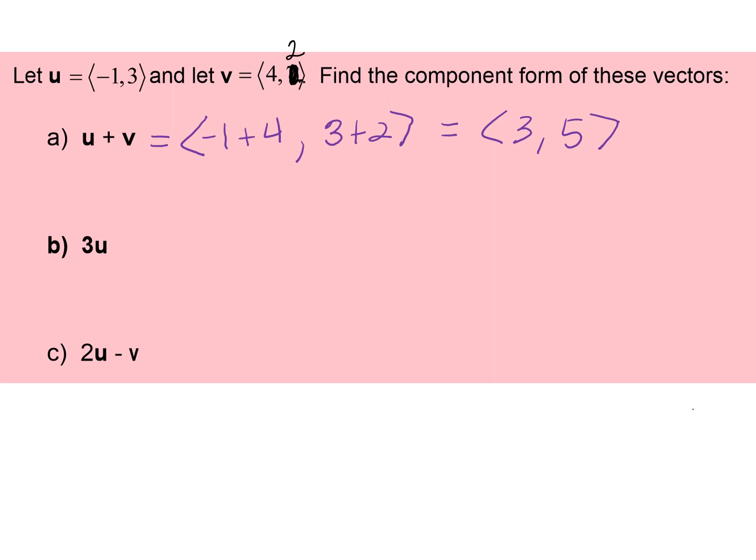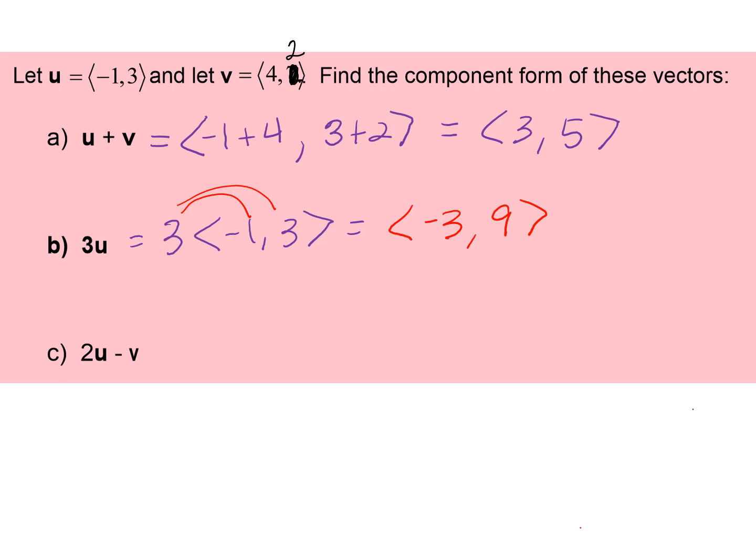Letter B has 3u, so that just means 3 times u, so it's going to be 3 times as long. So we just put a 3 out in front of vector u, <-1, 3>. And then it's really just like the distributive property. So we're going to distribute that 3 to both the horizontal and vertical components. So this vector would be <-3, 9>.